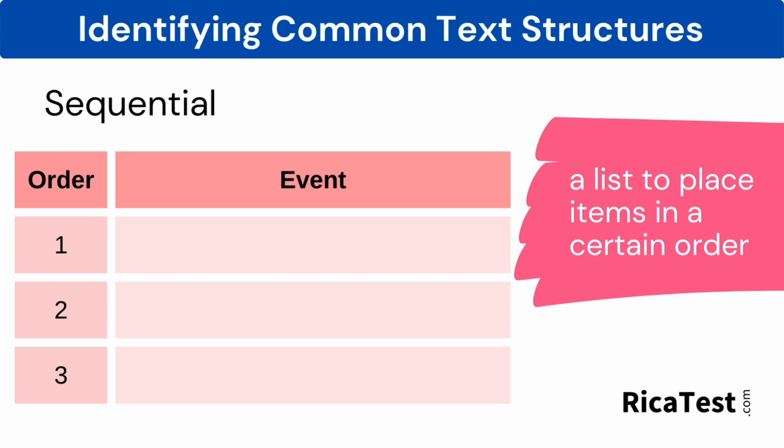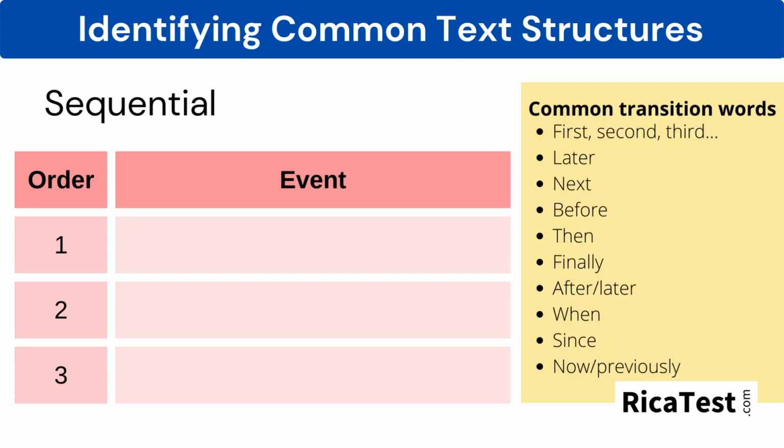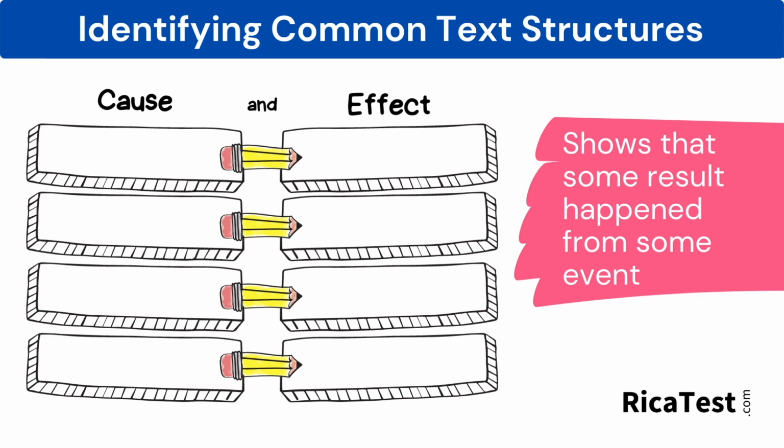Sequential is next, and this is what happens in sequence. So when the author uses a list to place items in a certain order. Common transition words and questions are the same as the ones mentioned in chronological. So here we have sequential, same ones as the last example.